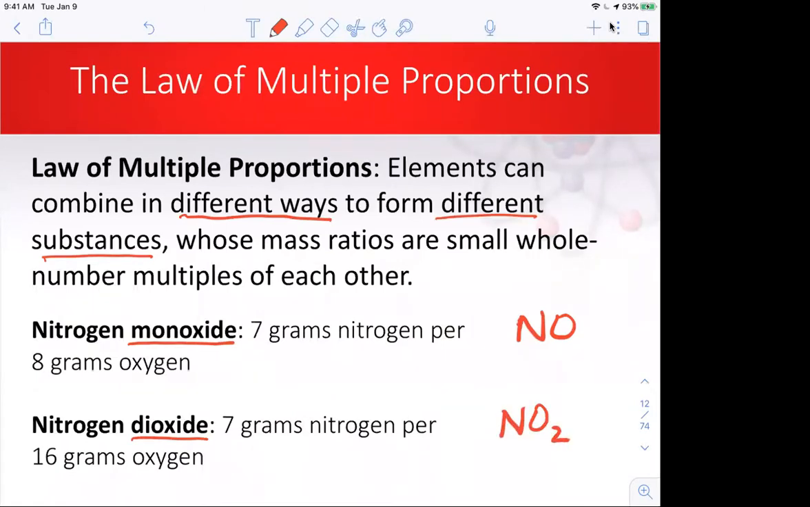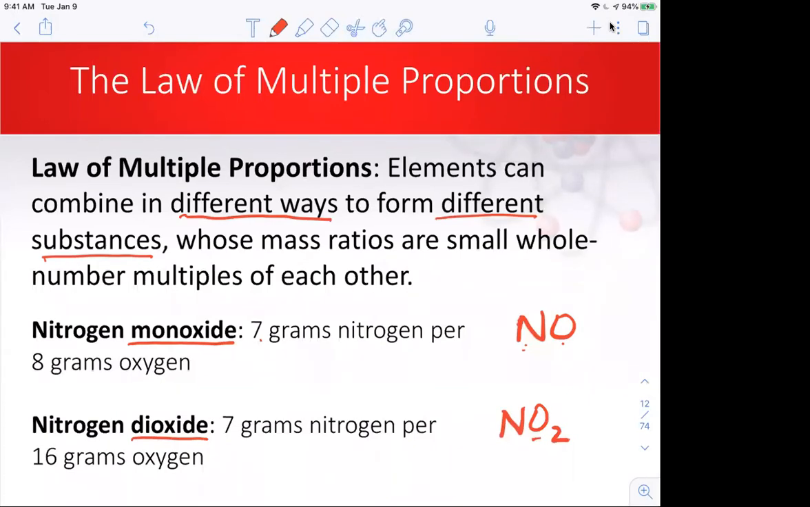In this case, I have a 1-to-1 ratio of nitrogen to oxygen atoms. I'll have 7 grams of nitrogen for every 8 grams of oxygen. If I have nitrogen dioxide, I'll have 7 grams of nitrogen for every 16 grams of oxygen. So I still have the two different elements that are combining to form these compounds. I have nitrogen and I have oxygen, but they combine in different ratios.